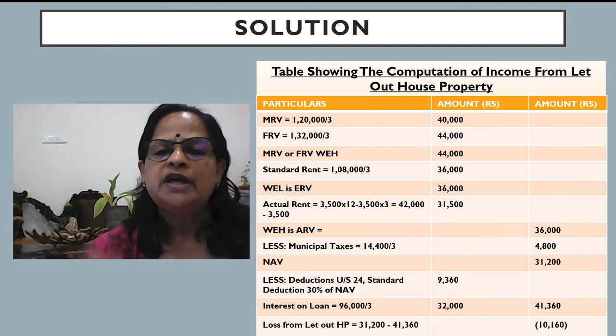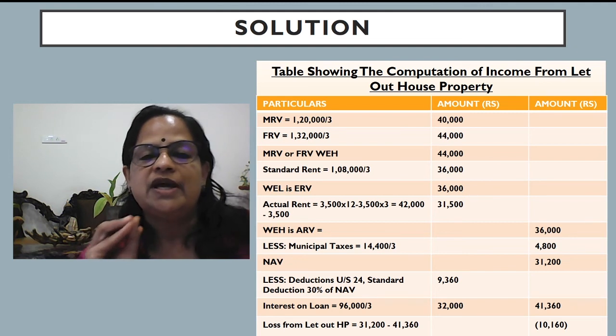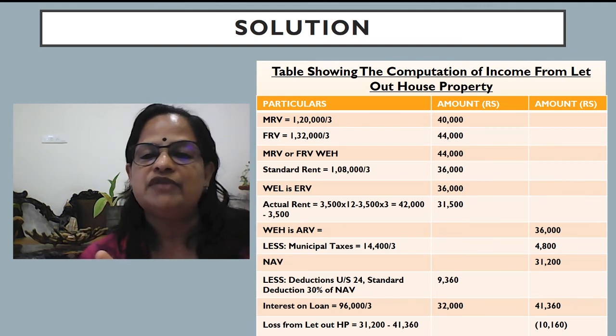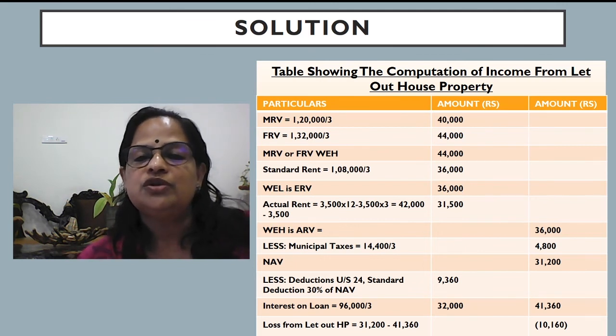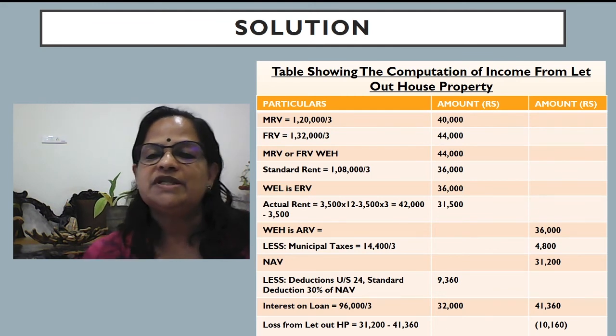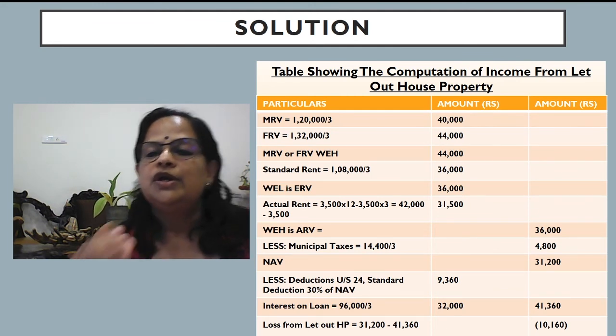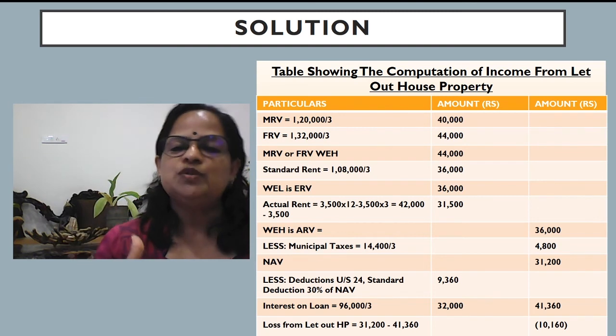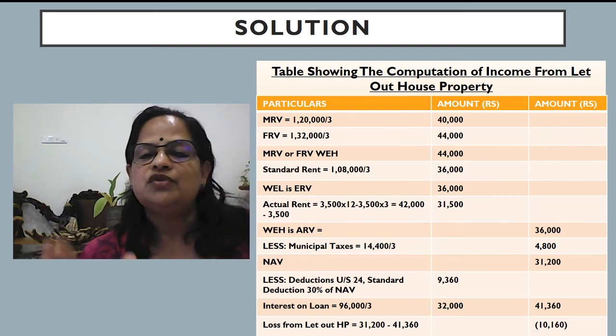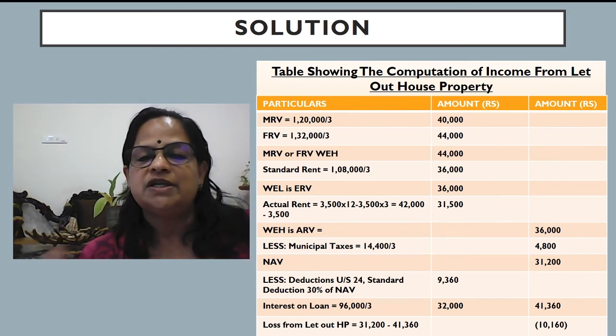So expected rental value 36,000. Actual rent you have to remember, 3,500 is the rental value, 3 months unrealized rent. So 42,000 you will reduce, you will get 31,500. Whichever is higher is the annual rental value. Now 36,000 minus municipal taxes, 14,400 divided by 3, 4,800. Net annual value will get 31,200.